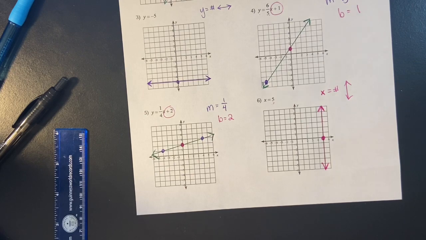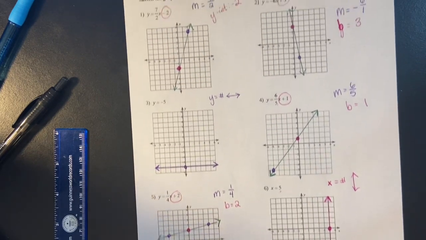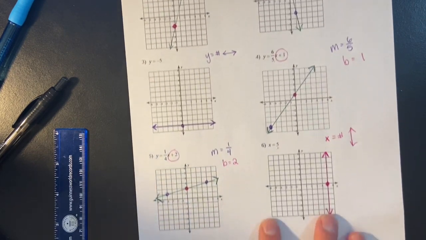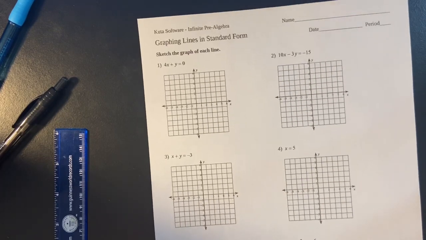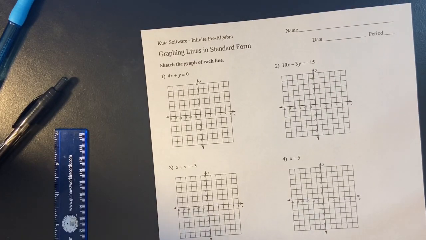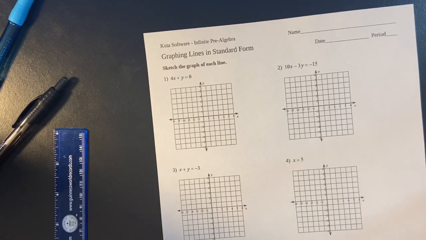Now those problems are friendly because all of them were solved for y. Well, what if they're not solved for y? What do we do? Well, it's simple. If they're not solved for y, solve them for y.